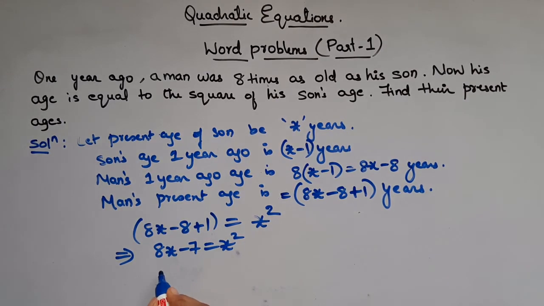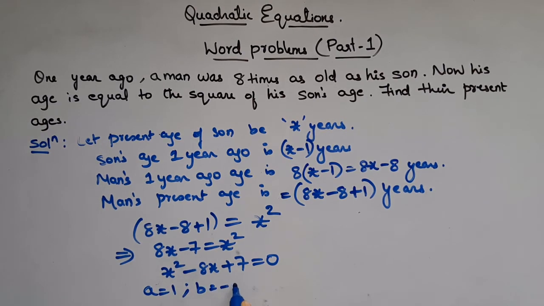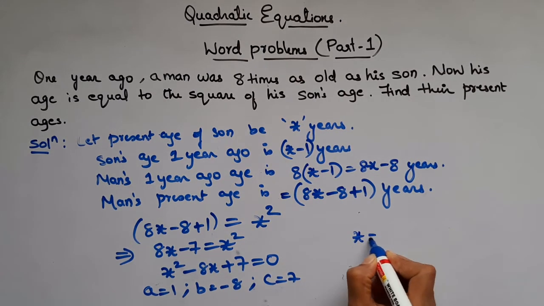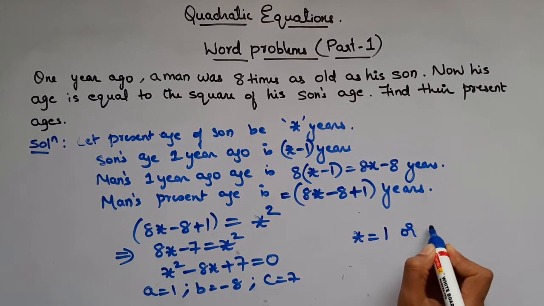So now let's bring this to standard form. x square minus 8x plus 7 is equal to 0. So here a is 1, b is minus 8, and c is 7. Now if you apply the formula to this quadratic equation, that is minus b plus or minus square root of b square minus 4ac by 2a, you will get x is equal to 1 or 7.